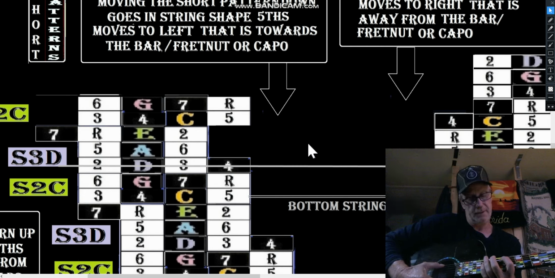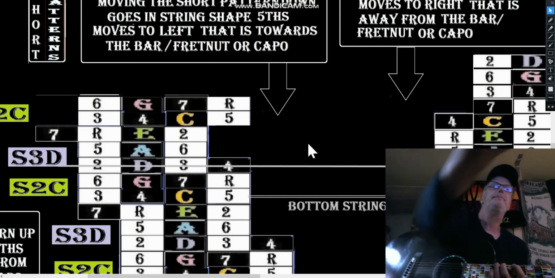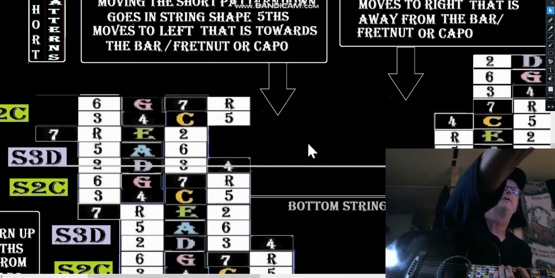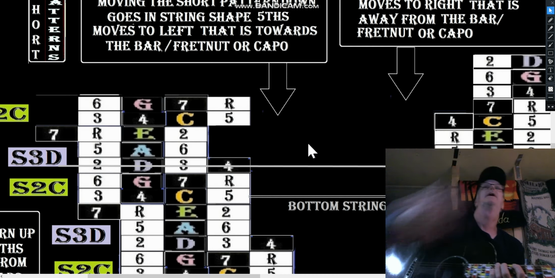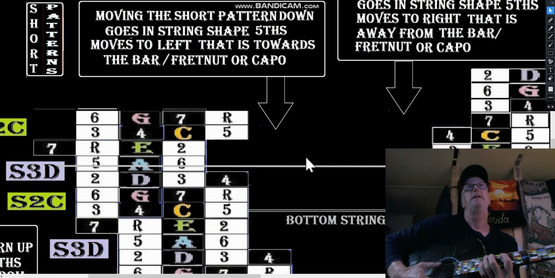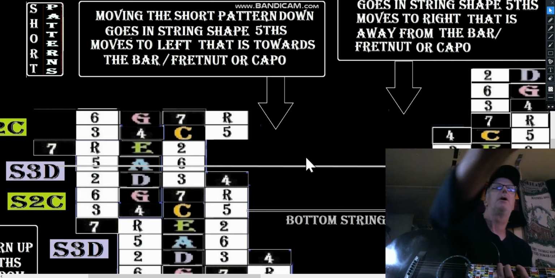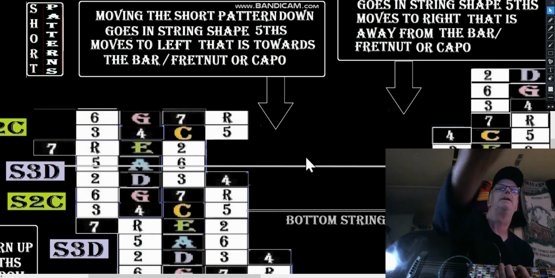So B, C sharp, D is the second, third, and fourth of A. Okay, moving up from there to an A shape now. Now we're going to take just the 5, 6. The fifth of A is E. Okay, so B and C sharp are the 5th and 6th of E.